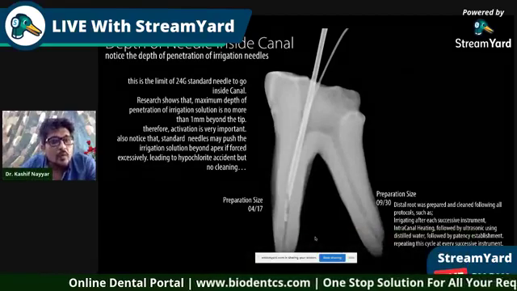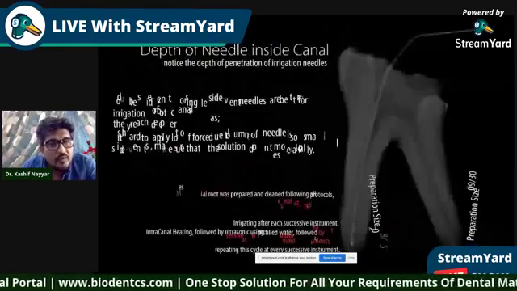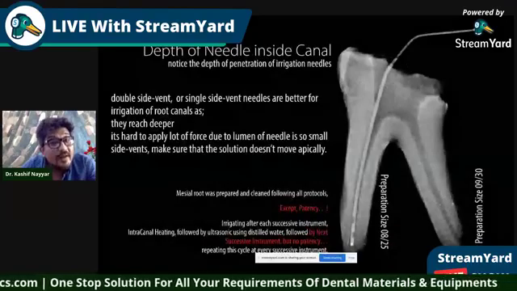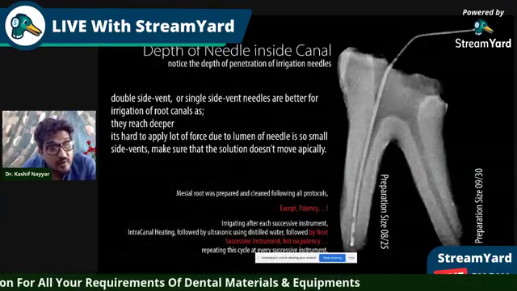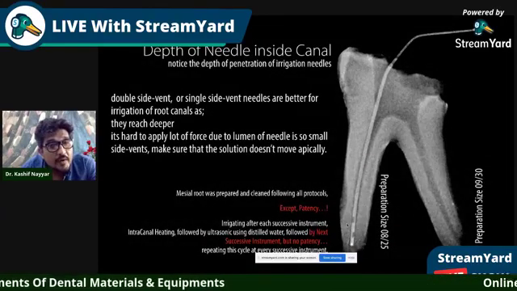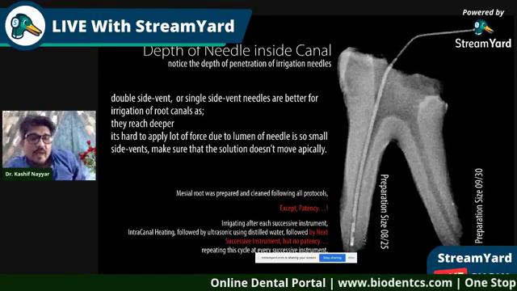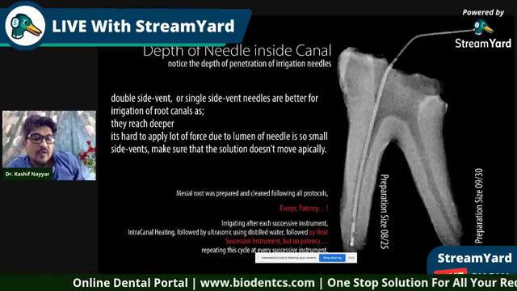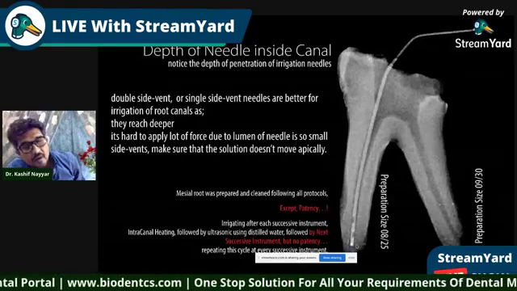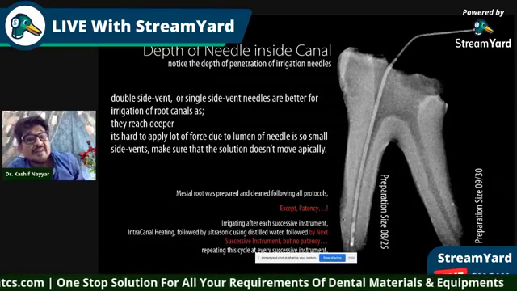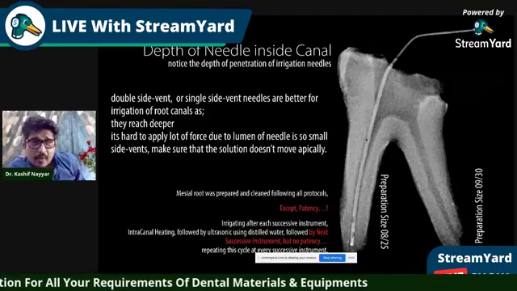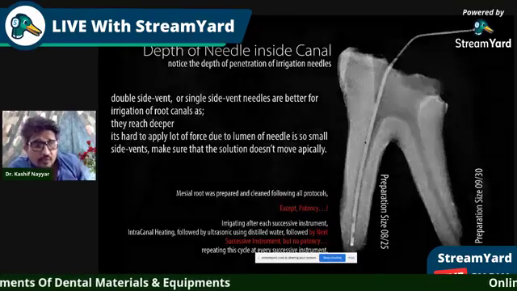So it is always advisable that you use a 31 gauge needle, and especially the double sideband. You can appreciate in this region that these are the sideband needles. And you can also appreciate that the file reaches all the way to the apex and made sure that this area is completely clean. But what happens when I obturated that?